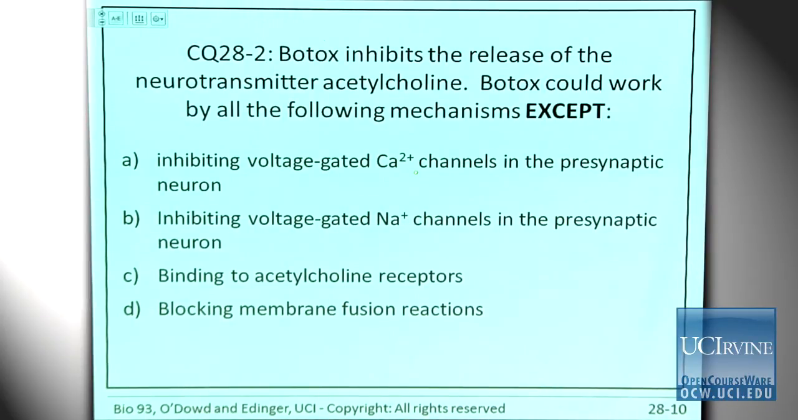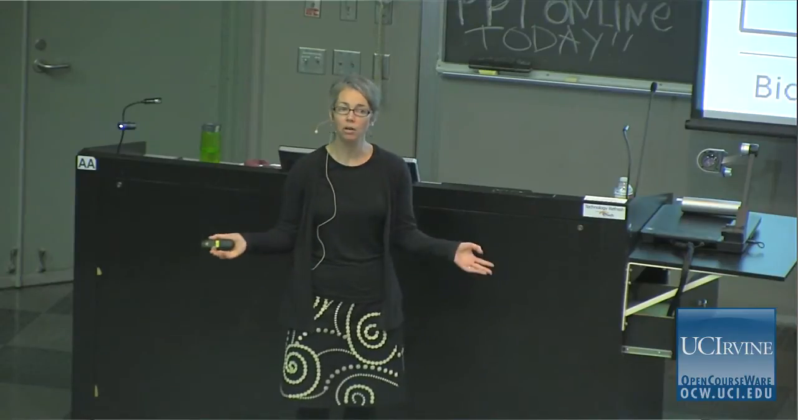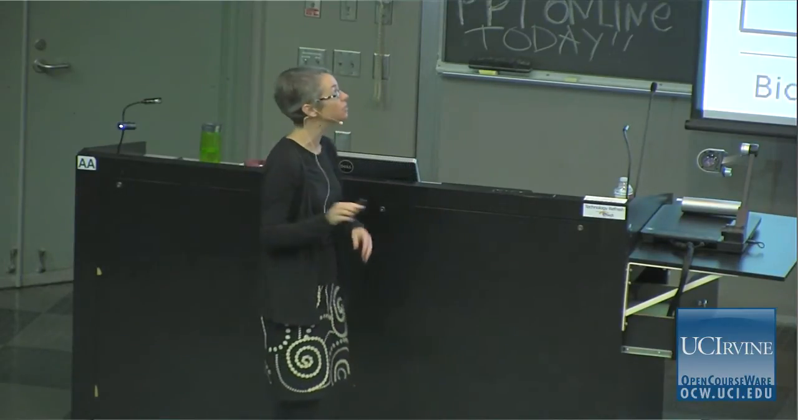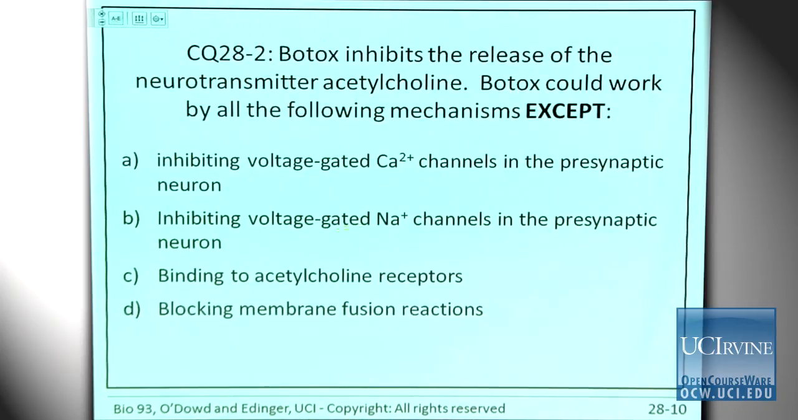Inhibiting voltage-gated calcium channels in a presynaptic neuron. You didn't get calcium into the synaptic terminal, no acetylcholine release. Check, that one's right. So it's not the correct answer, because it could be a mechanism for this. Inhibiting voltage-gated sodium channels in the presynaptic neuron. These channels are required to propagate the action potential. So if there's no action potential in the presynaptic neuron, no acetylcholine release. So this one could work. Check. What about this one?